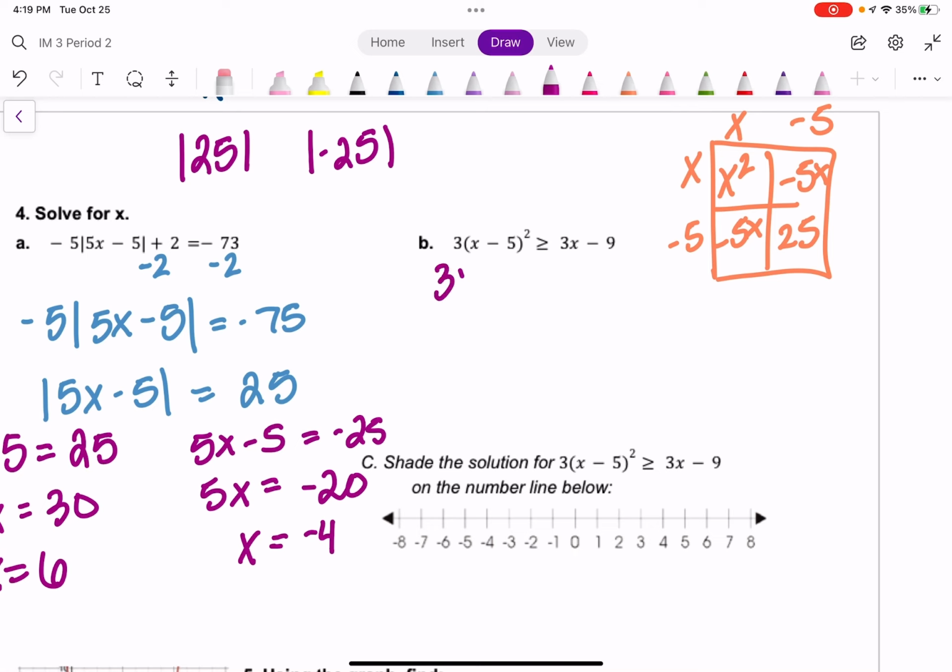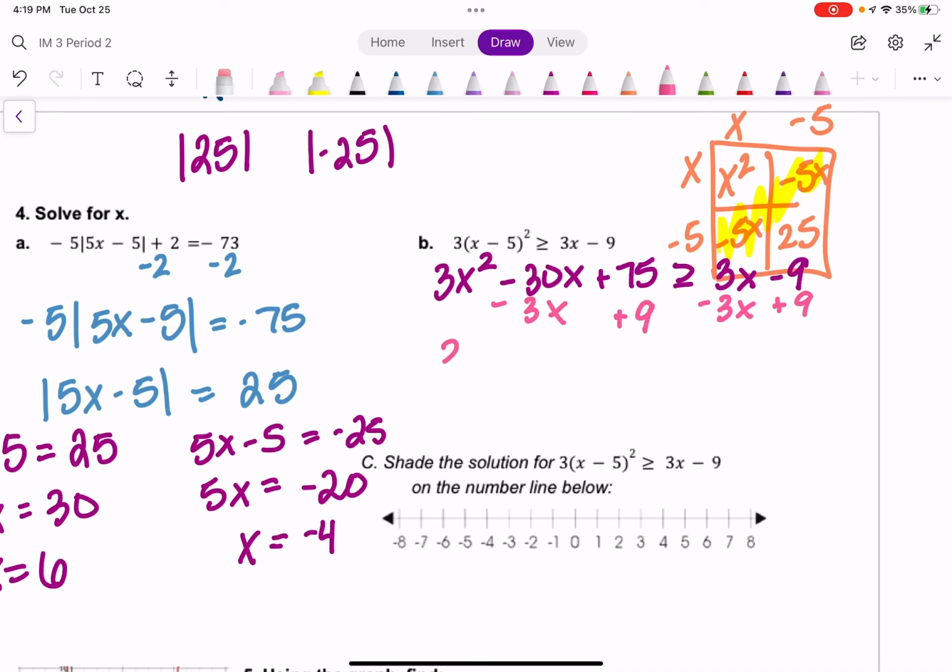So we'll end up with a 3x squared. Here we would get a minus 10x, but we're going to multiply that by 3, so minus 30x plus 75, because 3 times 25 is 75. That's going to be greater than or equal to 3x minus 9. We want to move that stuff over, so we'll subtract 3x and add 9. So we'll get 3x squared minus 33x plus 84.